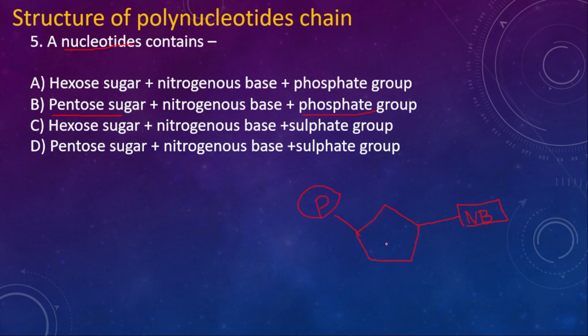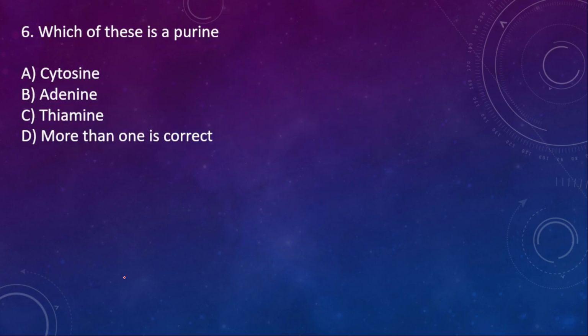If the pentose sugar is attached with the nitrogenous base and then the phosphate group, then it is called what? Nucleotide. So here the right option is option B. Sixth one, which of this is a purine?